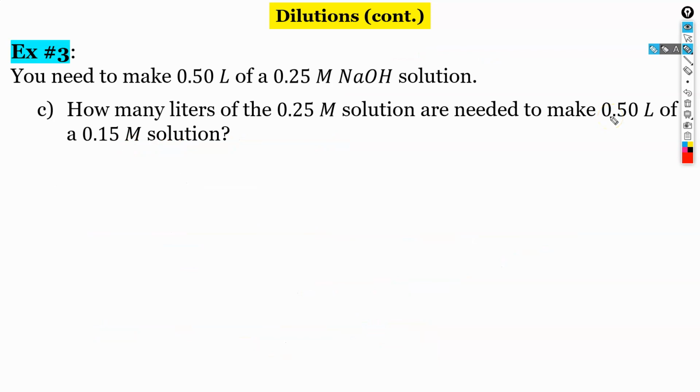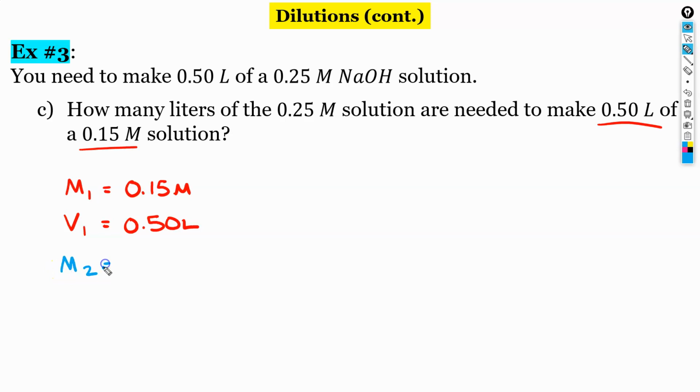In the third part of this example, it says how many liters of the 0.25 molar solution are needed to make 5 liters of 0.15 molar solution. Well, let's list out what we have. So the 0.5 liters and the 0.15 molarity go together. So that'll be our M1, 0.15 molar. And V1, 0.50 liters. M2 will be the 0.25 molar. And then V2 is what we're trying to find.